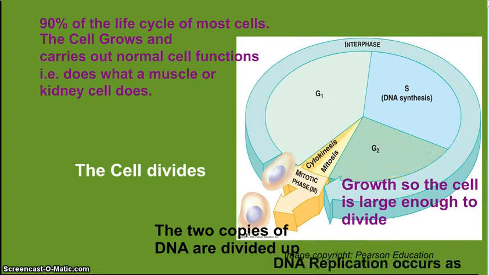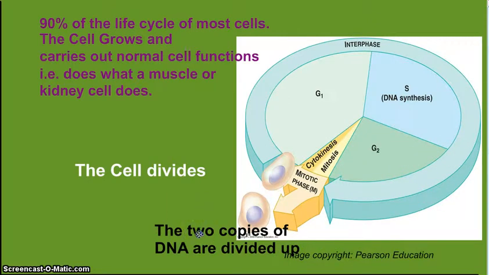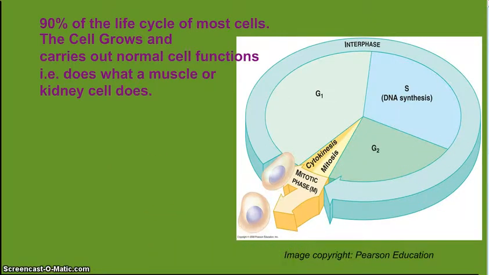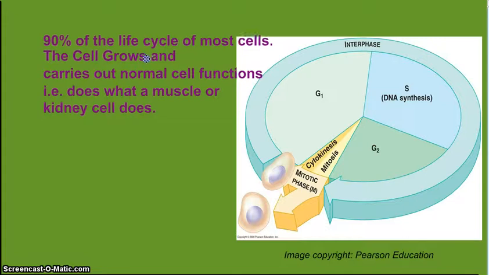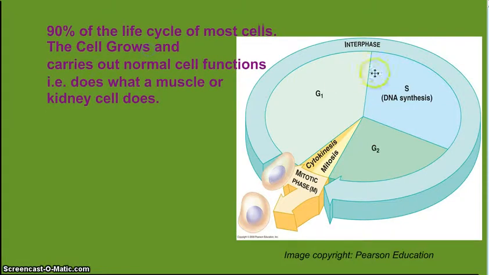Let me pull some of these out so we're not looking at too many things at once. And let's begin with one cell right here. We're not looking at this cell, we're just looking at this one right here. And let's say it's entered G1, or it is in G1. G1 is the biggest part of all cells' life. It's 90% of the life cycle of most of a cell is made up of G1.